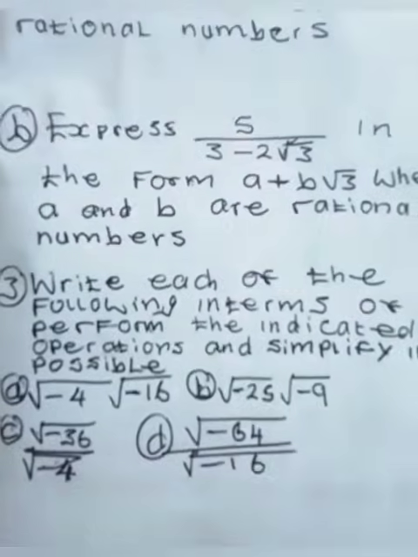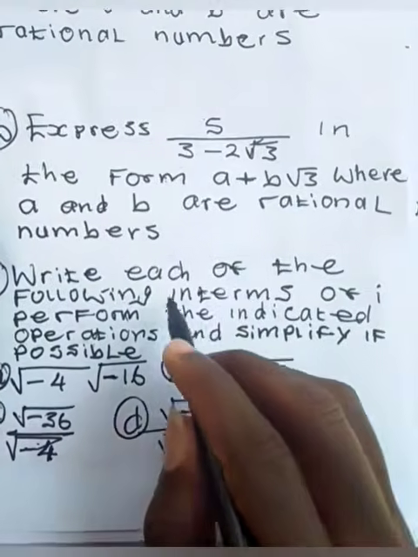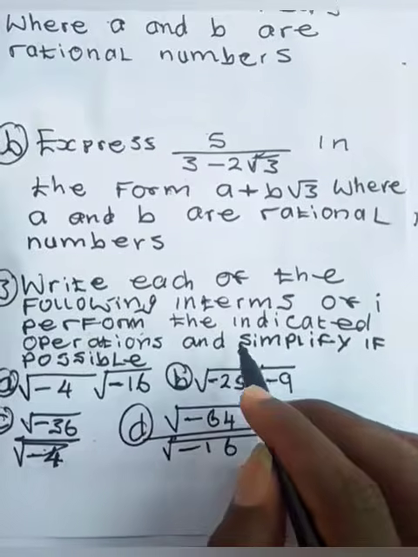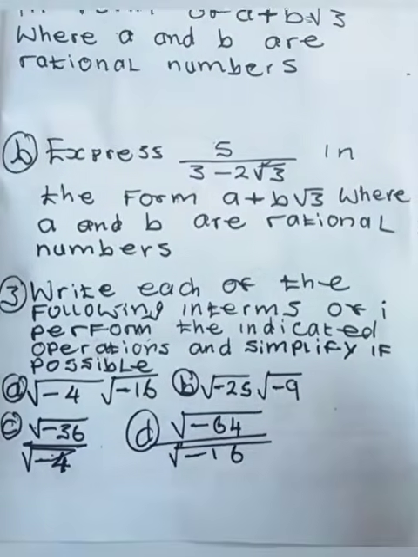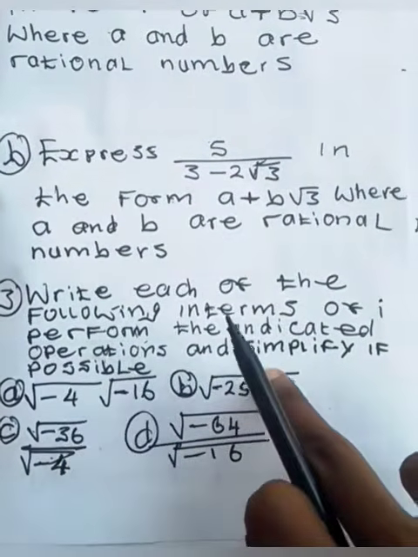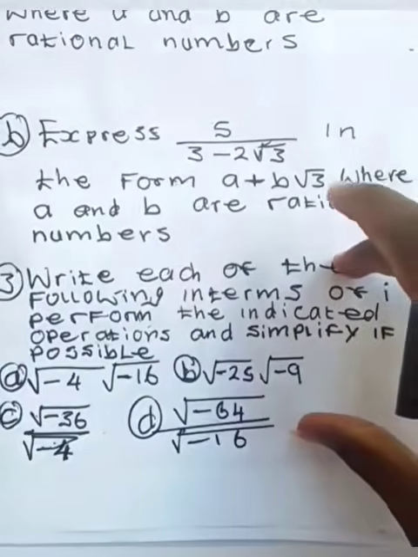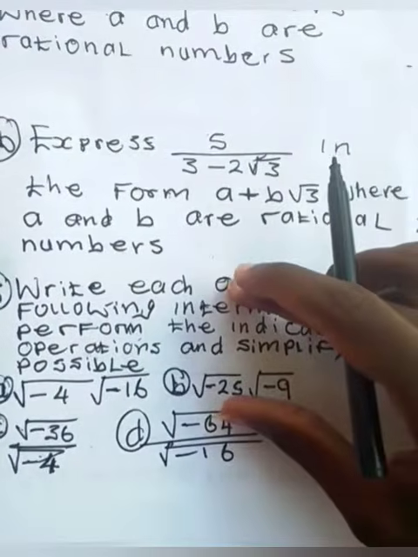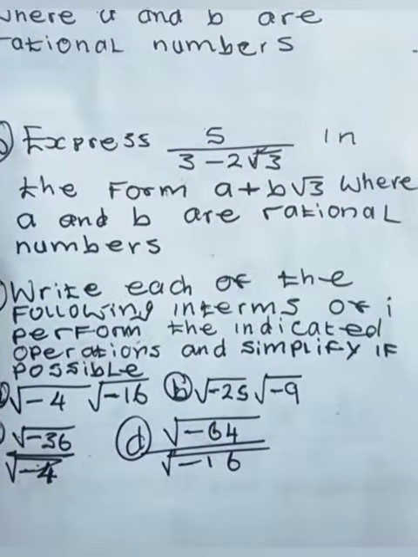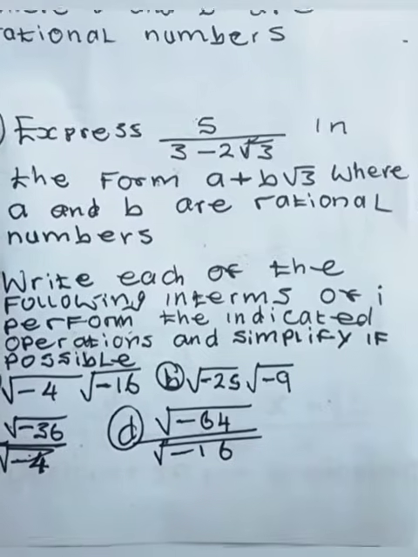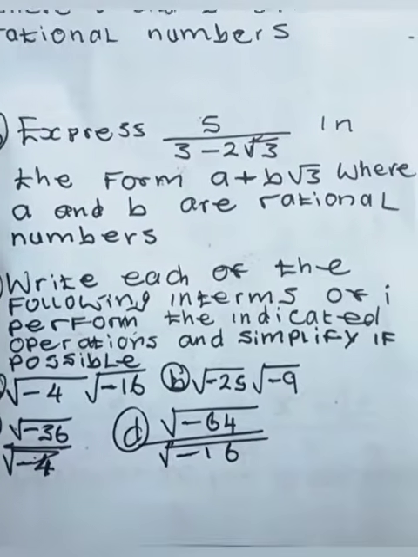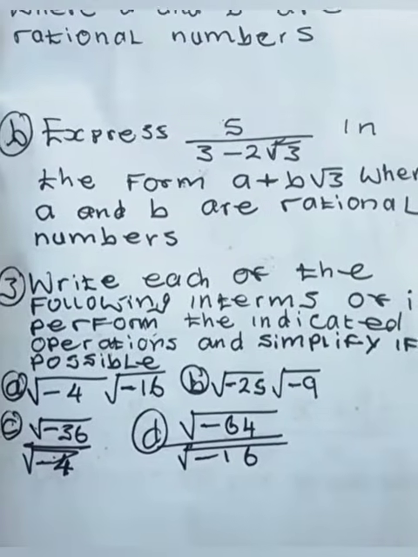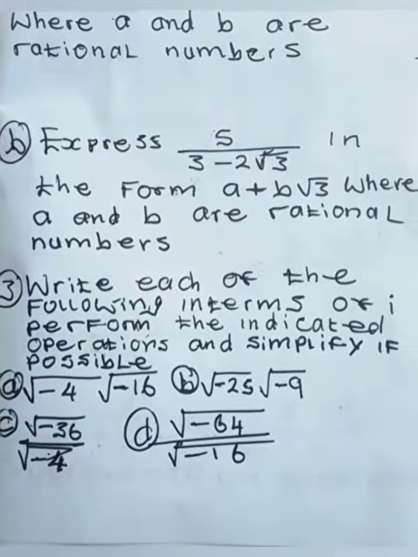So here they're just telling you to write each of the following in terms of I. Perform the indicated operations and simplify if possible. Look, I just want you to write this info. So before I solve this question, let me introduce you to some of the concepts. This question is like a bonus question for this tutorial video. For you to reach this far, I'm giving you a gift. This should fall under complex numbers. Don't worry, it's a simple concept. So let me first introduce you to a certain concept.